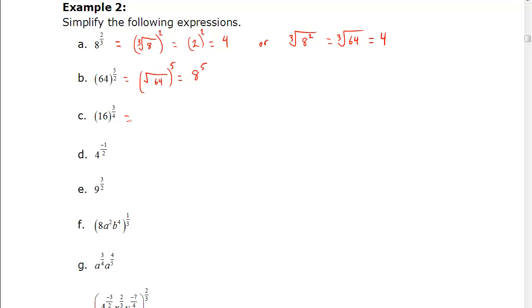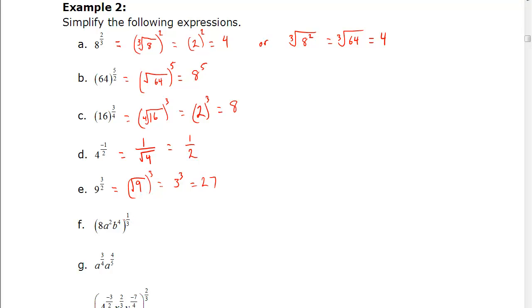Here we have 16, and it's going to be the fourth root of 16 cubed. The fourth root of 16 is 2, so that means 2 cubed, and 2 cubed is 8. 4 to the negative 1 over 2, well, we'll start by saying that means 1 over root 4, or 1 over 4 to the half, and that means 1 over 2. Then it goes to the denominator because of the negative exponent. And we'll just keep going. 9 to the 3 over 2 means square root cubed, so that means 3 cubed, which is 27.